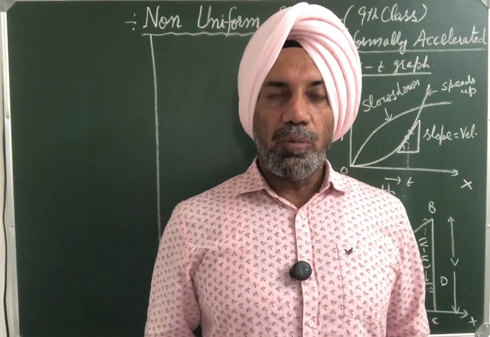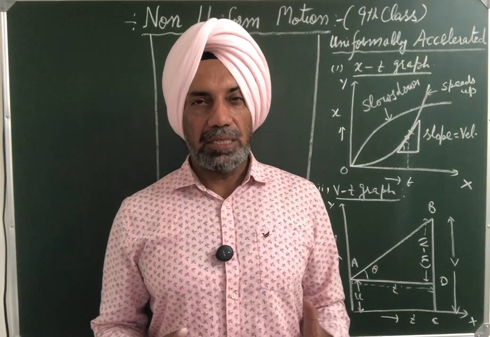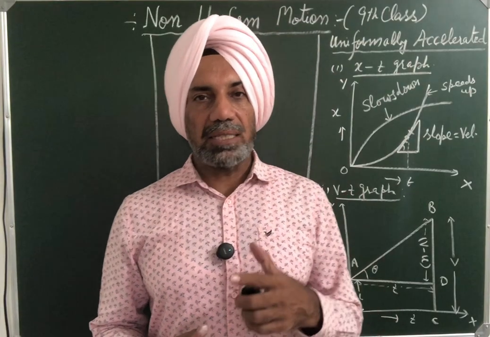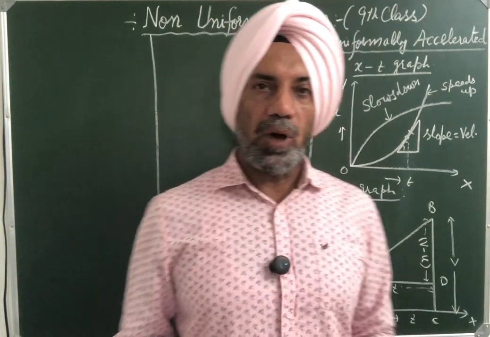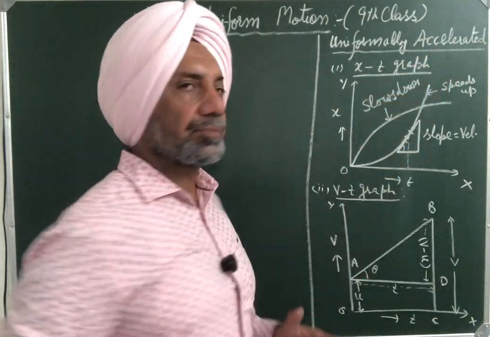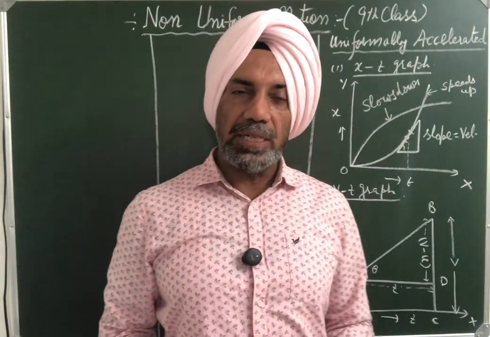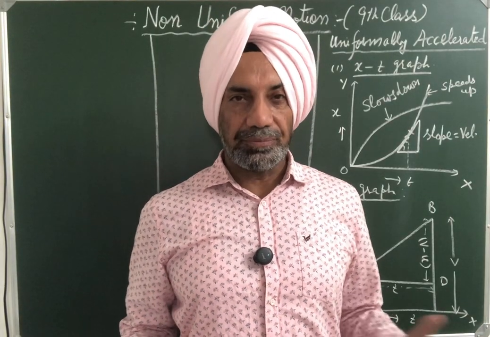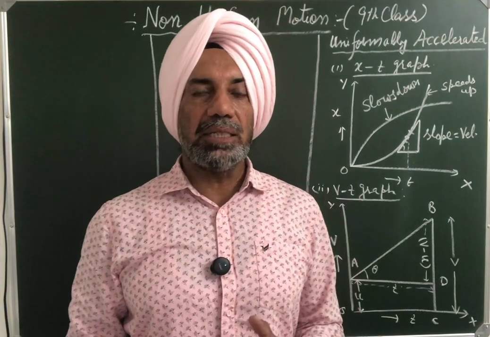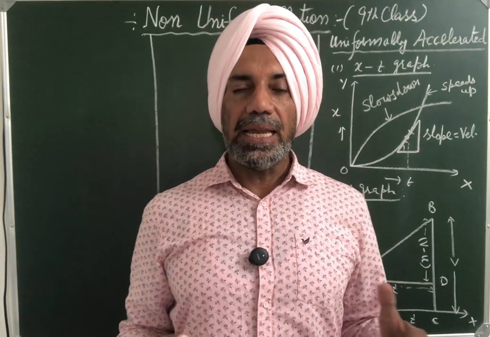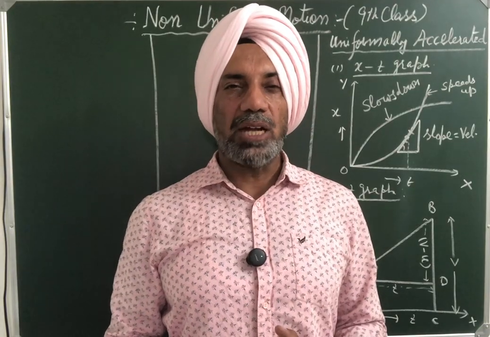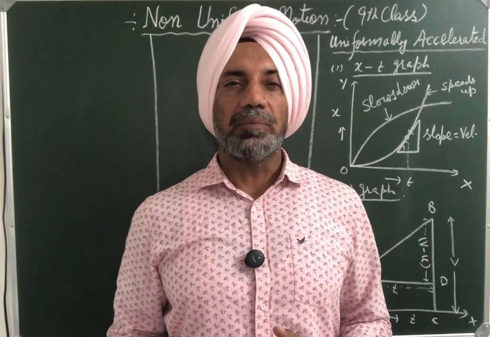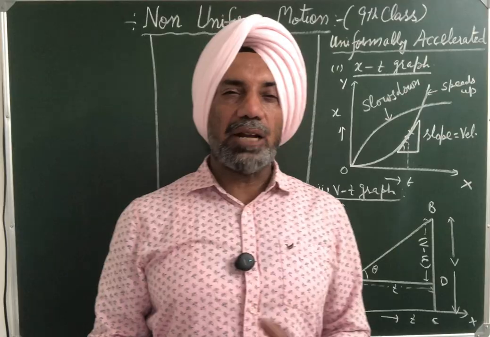Now, non-uniform motion is of two types. One is uniformly accelerated motion, the other is non-uniformly accelerated motion. Uniformly accelerated motion means when the velocity of the body changes by equal amounts in equal intervals of time, howsoever small these intervals may be, then the motion is said to be uniformly accelerated. Means velocity changes at a constant rate.